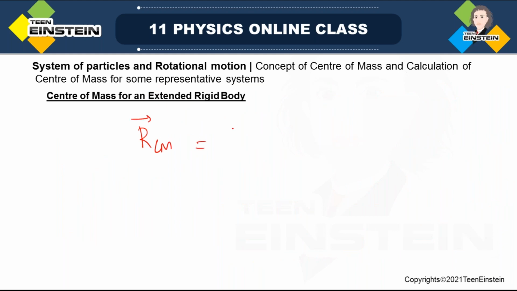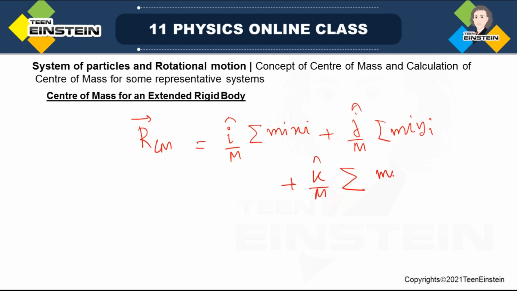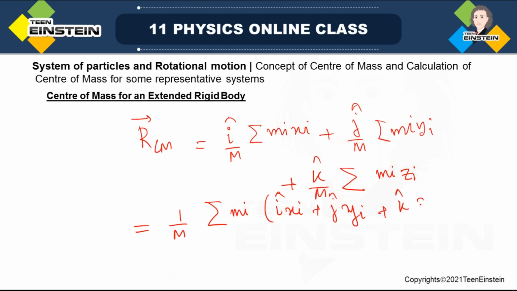So look, this can be written as, ı cap, you know, then you get m_i x_i, plus, you know, this M will be down. So again, ĵ cap by capital M, then it goes m_i y_i, k̂ cap M down, this goes m_i z_i. Okay, so look, what I can do is I can just take the common, one over this, and look, m_i are common, so I can write this as i x_i plus ĵ y_i plus k̂ z_i. Okay, the summation for all of them is there.